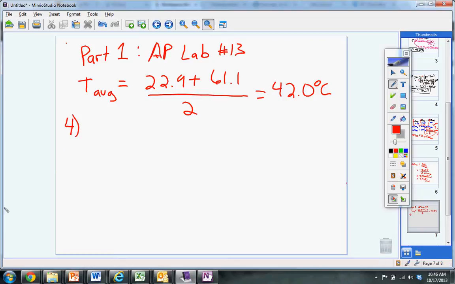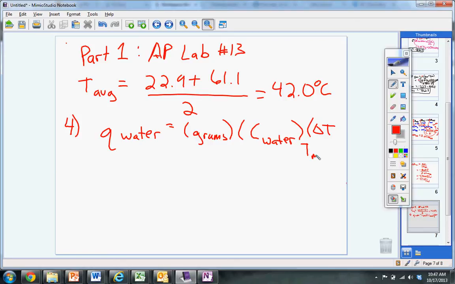Number 4 says the difference between T average and T mix. All right, is it asking you to do that or does it tell you that? What's number 4 say? The difference between T average and T mix is due to the heat lost by the water and absorbed by the calorimeter. All right, the heat lost by the water is Q of the water equals grams times C of water times delta T. And delta T in this case is going to be the T of the mix minus T of the average.